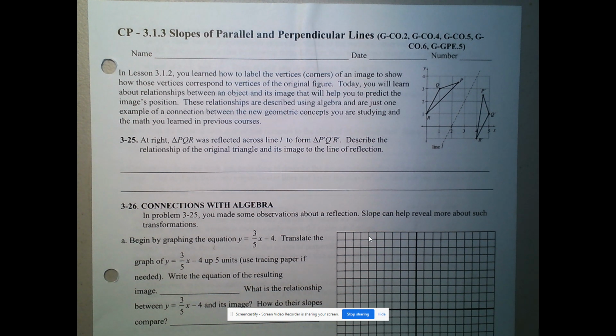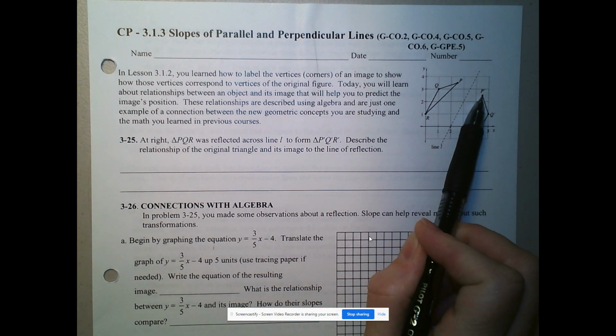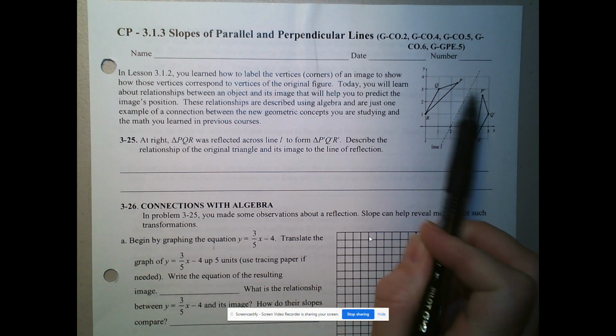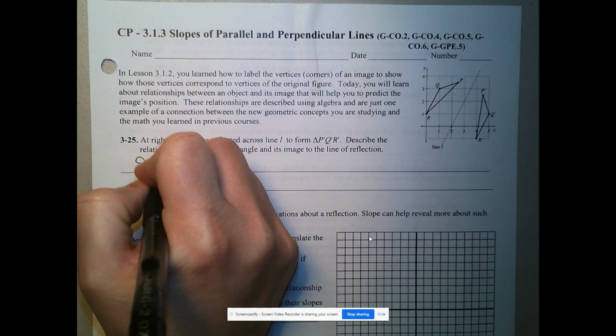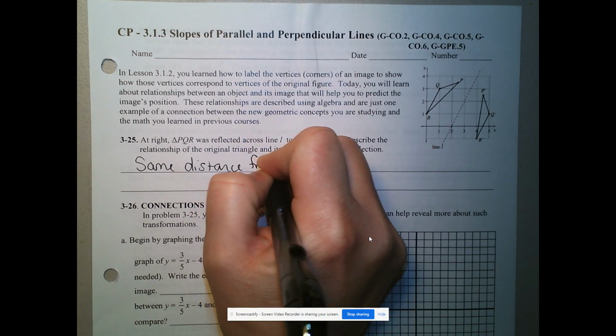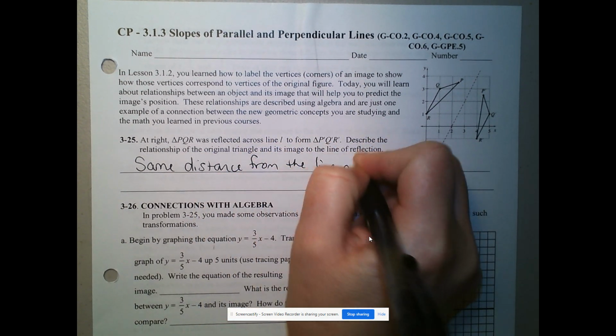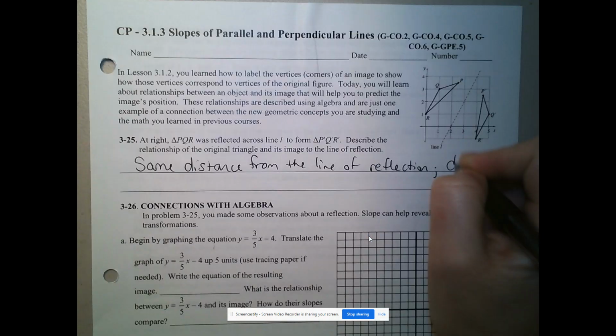Right triangle PQR was reflected across line L to form triangle P prime Q prime R prime. Describe the relationship of the original triangle and its image. So we can see that if we were to connect P and P prime, the distance from P to the line of reflection is equal to the distance from P prime to the line of reflection. So we can say that the two triangles are the same distance from the line of reflection. We can also say that they are directly across from each other.